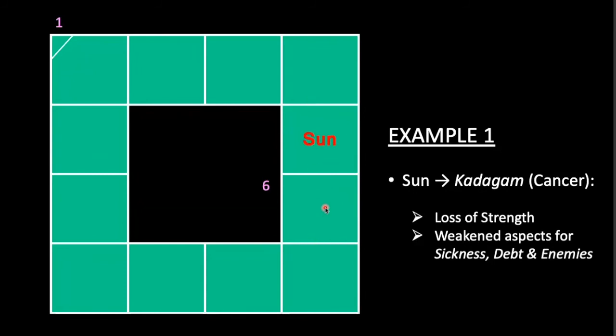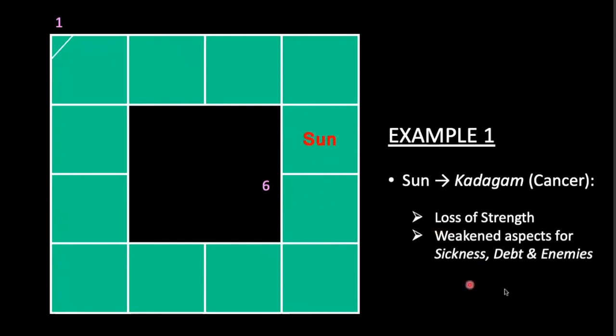Sun has lost its strength to be in his own house. It doesn't like losing. Sun doesn't like to lose its strength. It doesn't like to be 12 houses away, to be honest. But if its own Simha house happens to be the sixth house for someone, it loses its ability to give you sickness, debt, and enemies. What does that mean?